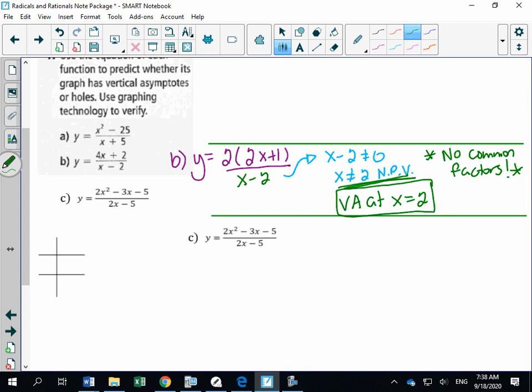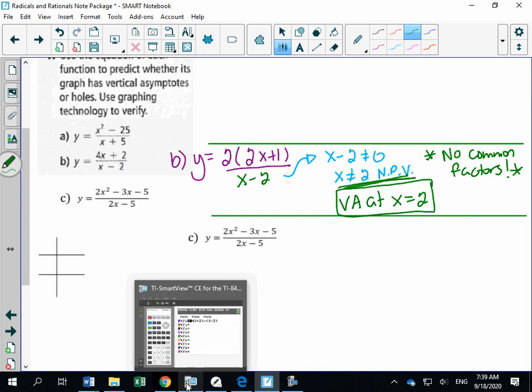Okay, let's look at what that graph looks like. What does a vertical asymptote at x is equal to 2 look like? When we plug this into our calculators, we're always going to plug in the original function. So this was the original function over here. So take out your calculators.